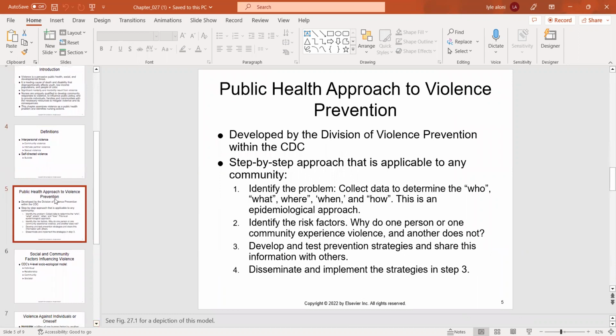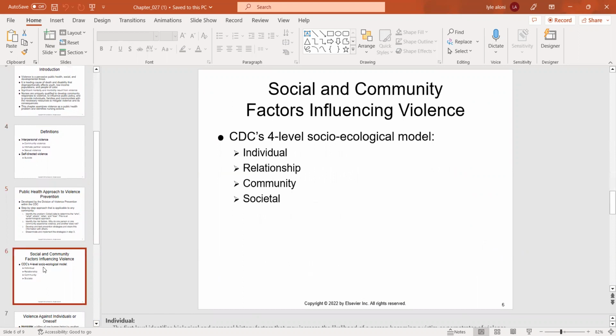For our public health approach to violence prevention, please take a look at figure 27.1. It's going to be a developed step-by-step approach. So we identify the problem: who, what, where, when. This is our epidemiological approach. We identify our risk factors. Why does one person or one community experience violence and another does not? And then we're going to implement our strategies from our next step.